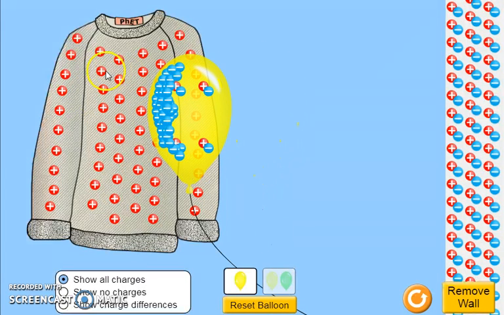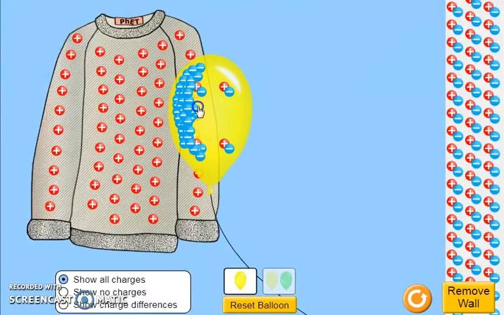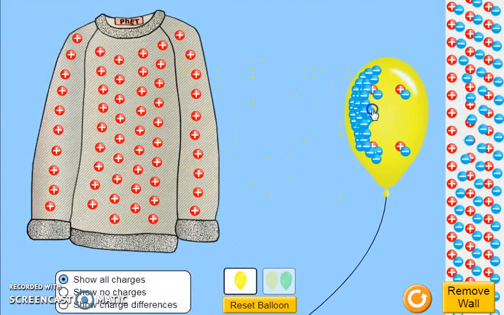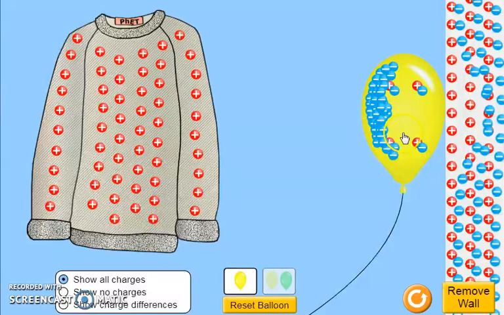That's right. So the first thing that we found out here was that unlike charges, negative and positive, will attract: negative in the balloon, positive in the jacket. And the second thing that we notice is that like charges, that means negative on the balloon and the negative charges in the wall, will repel.